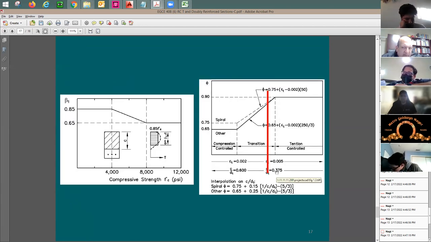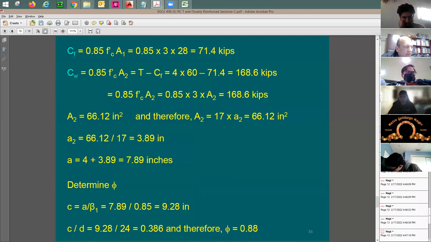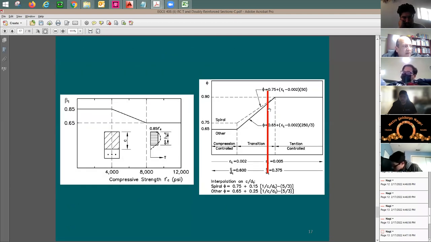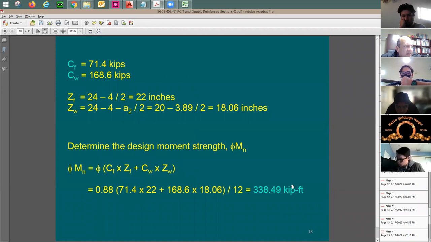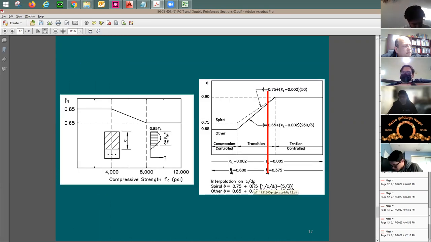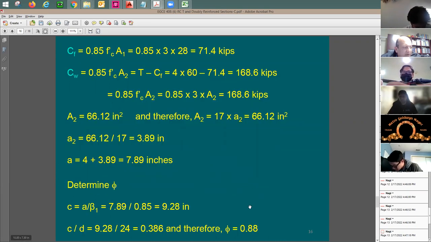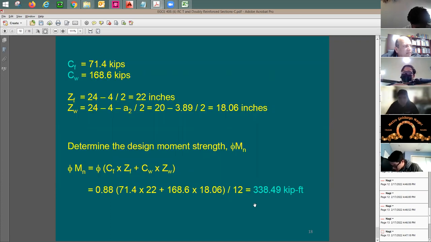0.386, here's 0.375. If you go this side, it's going to be lower than 0.375. This is going to be 0.6 and higher. So you're at 0.386. So this is going to be like 0.88. If you like, you can use this equation if you want to. This equation is based on C over D to find out the 0.88. Or you can do it graphically if you want to. Now we have the phi factor, it's going to be 0.88.